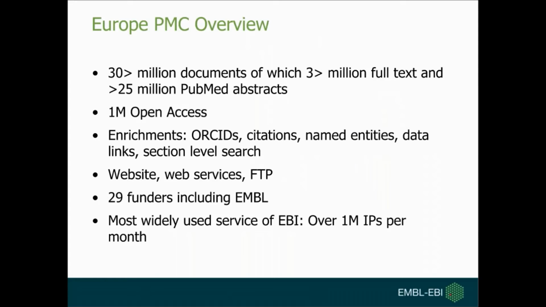It contains over 30 million documents, of which 3 million are full text and over 25 million are PubMed abstracts. Among the 3 million full text articles, 1 million are open access articles. On Europe PubMed Central, we try to reach articles in several ways: we do citations, we identify named entities, we provide data links, and we also do section level searching.